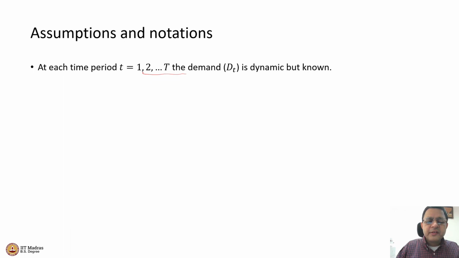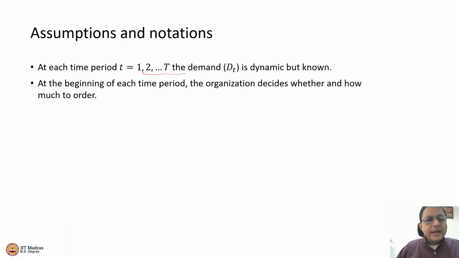Let us go ahead with this deterministic dynamic demand situation. So what happens at the beginning of each time period: the organization decides whether to order and how much to order, right? How will the organization decide that? They will look at the current inventory in stock, right? Current inventory, let us call it S_t.